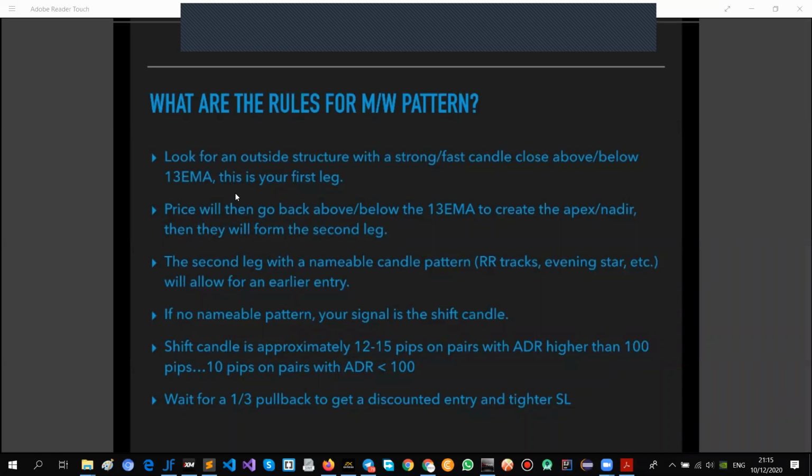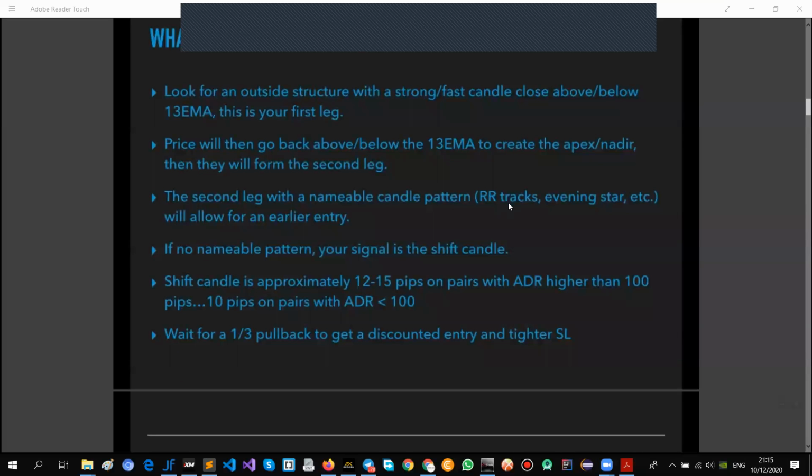So price will then go back above and below the 13 EMA through the apex. I hope you get this. The second leg with the nameable pattern, remember what we talked about yesterday on the candlestick patterns that are significant and very important. The railroad, evening stars, and morning stars, they are very important. Then there is the shift candle, which is approximately 12 to 15 pips. That's the significant one.